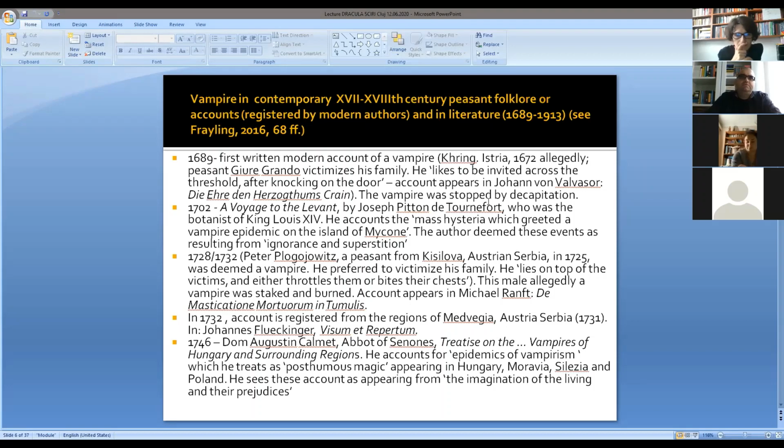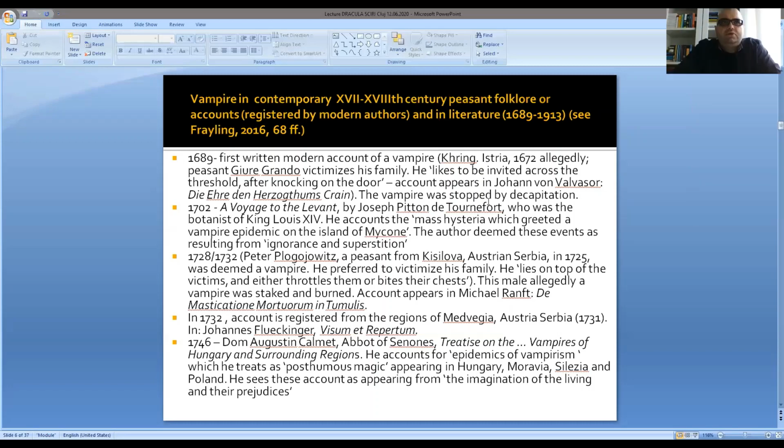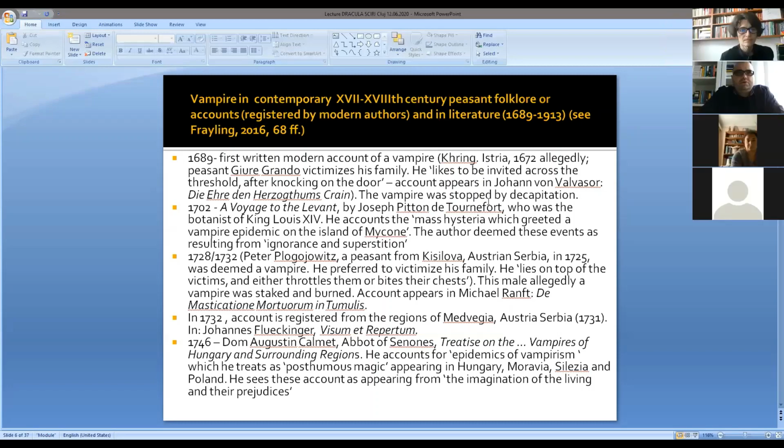Something about vampire literature and vampire folklore. There is a very large literature about this. I will present only some hints about this. In 17th and 18th century folklore, vampires are already appearing and are already being registered by modern authors. The first account of a vampire is in 1689. So actually, the written accounts of vampires appear around the beginning of the Enlightenment age. There are some works which make direct historical references to cases of vampirism, which are actually somehow between fiction and history.